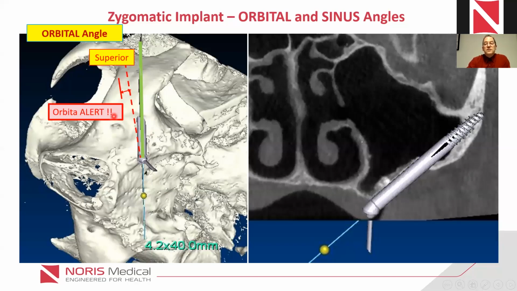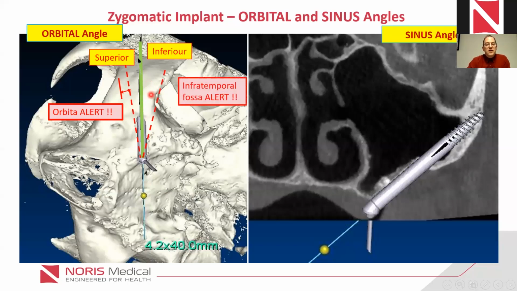And we also don't want to fall into the temporal fossa. So we need to make sure that we see this area as well. So this angle, the green line, I call it orbital angle. Whenever I use the term orbital angle, you should know that this angle is when the apex of the implant moves up or down, superior, inferior, this way. We have to understand this terminology.